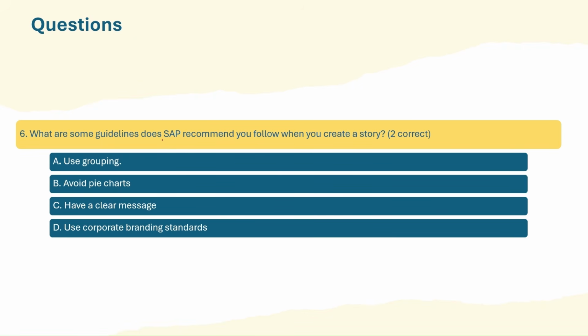What guidelines does SAP recommend you to follow when you create a story? Use grouping, avoid pie chart, no. So have a clear message. Whenever you create a story, as the name suggests, it is storytelling. So it should have a clear message, and you should use corporate branding standards. Whatever is the company's policy, like the color coding or the logos and everything, you use it in a way that suits your corporate branding and gives a clear message. So these were the 6 questions from the previous session.